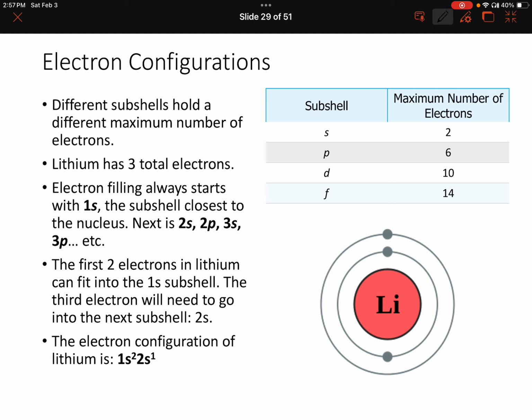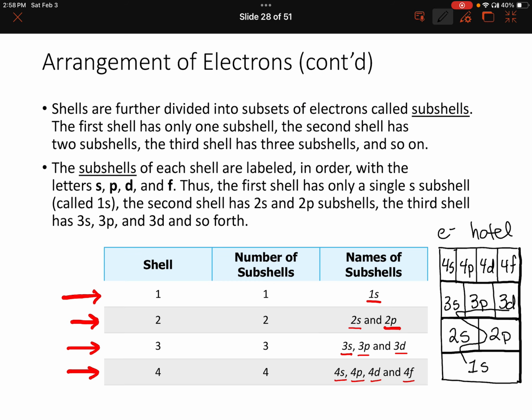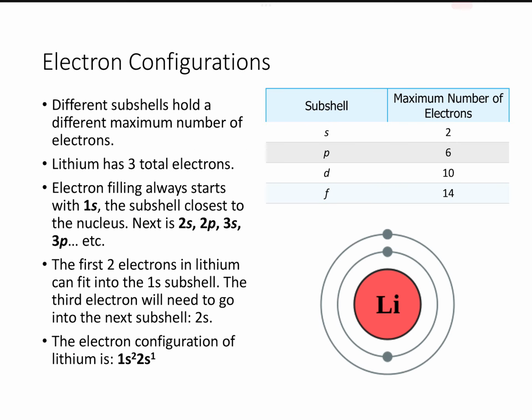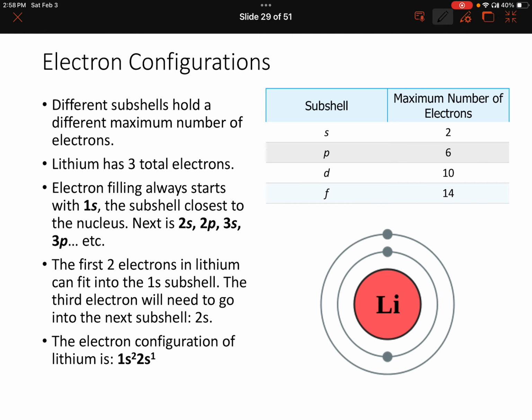All right, now to add one more thing on top of this, each subshell holds a different number of electrons. So if we go back to our electron hotel, let me see if I can actually erase that. I don't think I can. Let me redraw it on this slide here.